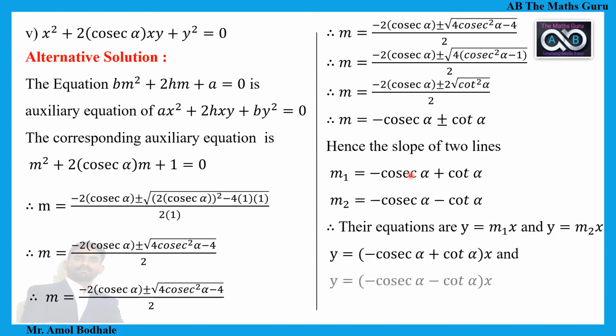So we'll put the value of m1 and m2. We get y equal to (minus cosec alpha plus cot alpha) x and y equal to (minus cosec alpha minus cot alpha) x. So these two are the required separate equations.